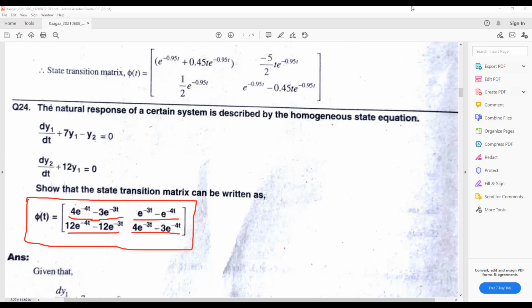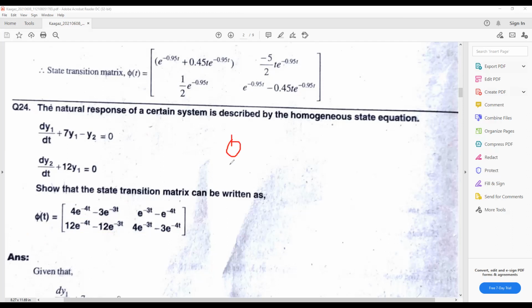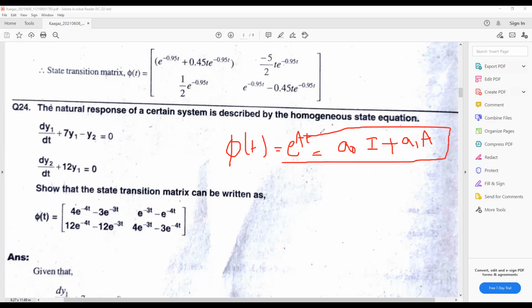So we have to calculate the state transition matrix. What is the formula of state transition matrix? It's a very simple method. E power At is equal to a naught into I plus a1 into A. What is the formula of state transition matrix? E power At is equal to a naught I plus a1 into A.